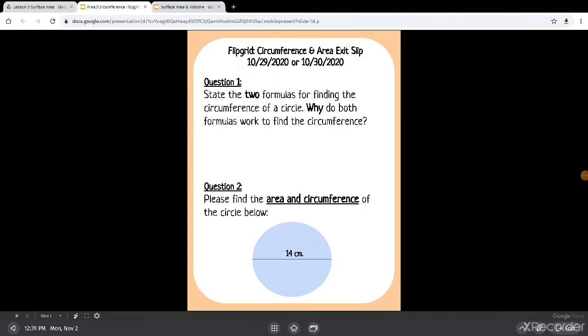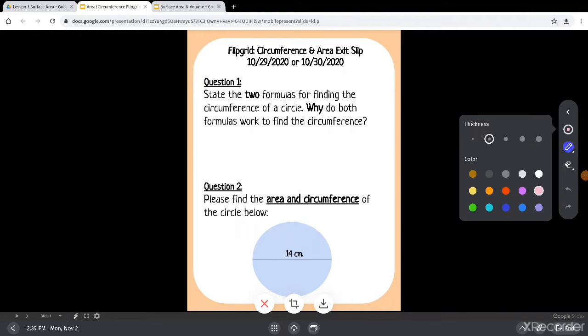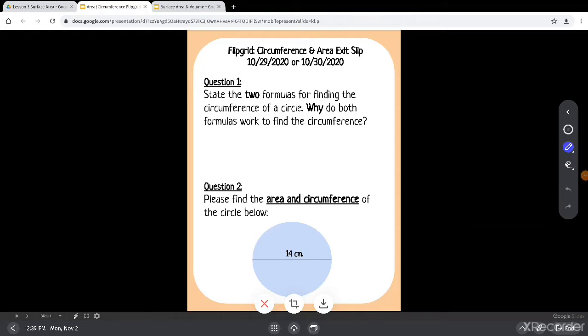All right, ladies and gentlemen, I'm going to go ahead and go over the area and circumference exit slip that you took last week. So we're going to go ahead and start with question 1. It says state 2 formulas for finding the circumference of a circle. Why do both formulas work to find the circumference?